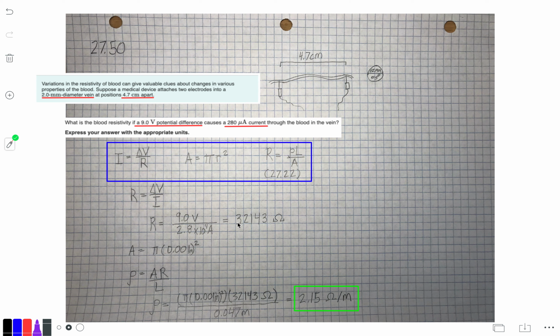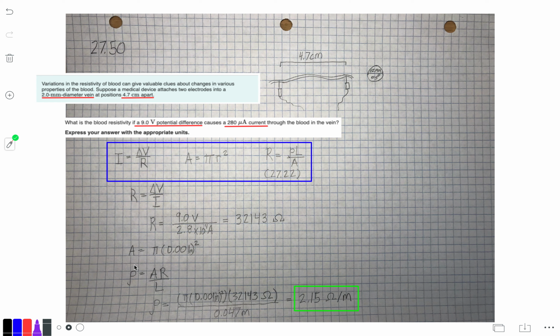So by doing so, we were able to convert our 2 millimeter diameter into our 1 millimeter radius, and we're given a value for area in meters squared. And when we have this value in meters squared, we're able to rearrange our equation to solve for resistivity, because that is what we want, the resistivity of blood in our case.